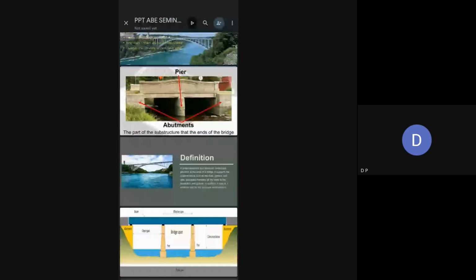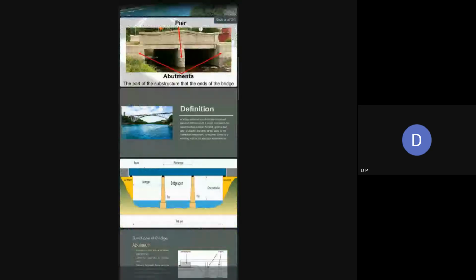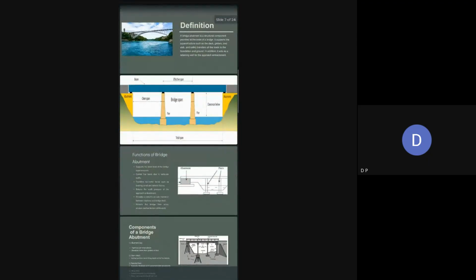The substructure at the ends of the bridge, they are known as abutments, or a bridge abutment is a structural component provided at the end of a bridge. It supports the superstructure such as the deck, girders, and slab, and safely transfers all the loads to the foundation and ground. In addition, it acts as a retaining wall for the approach embankment.